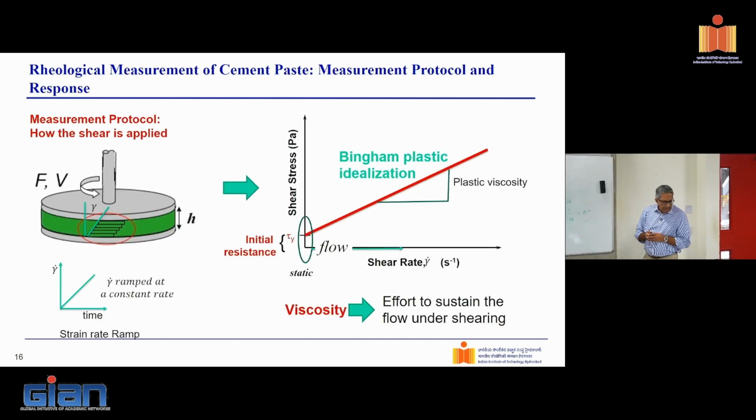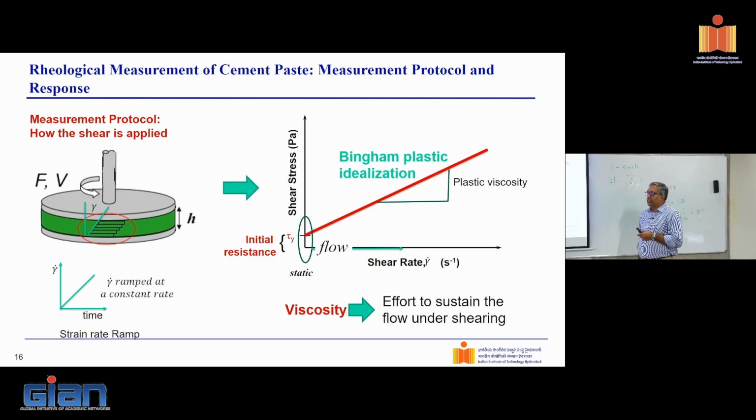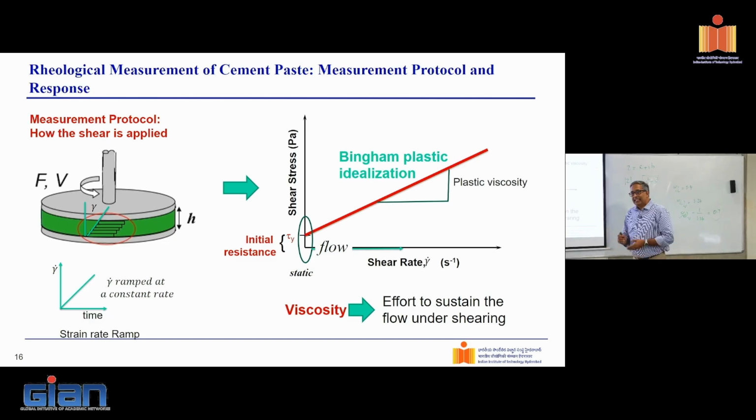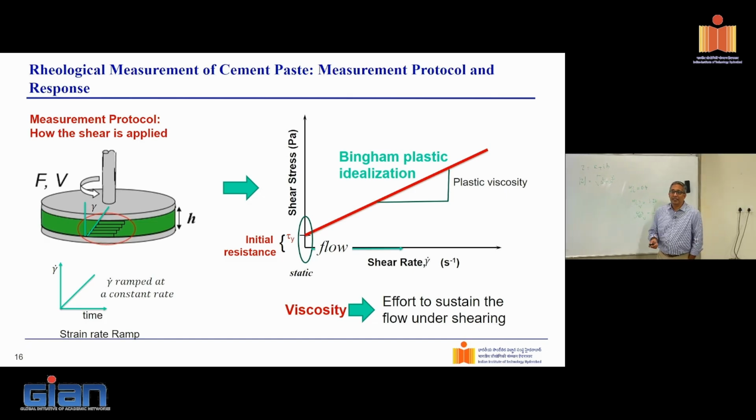I'll skip this quickly. But now, coming back to the measurement protocols, there's another measurement protocol that we typically do, which is the measurement of viscosity. How would I measure viscosity? Basically, I want to shear the material at a constant strain rate. So what we do in here is to ramp up the strain rate. We start from a strain rate of 0, keep ramping up the strain rate, and we measure the resistance of the fluid. This is another measurement protocol.